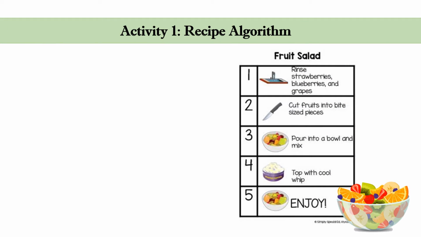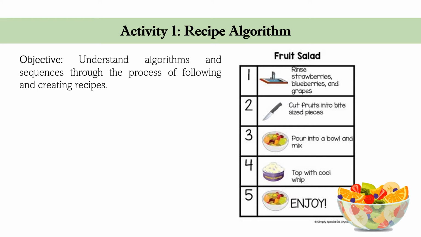Now let's have a look at 5 unplugged coding activities. The first activity is called Recipe Algorithm. The objective is for the learners to understand algorithms and sequences through the process of following and creating recipes. This activity can be broken down into 2 parts.